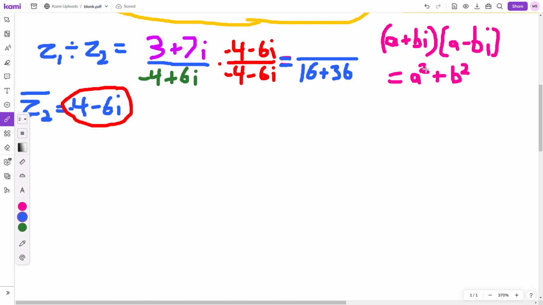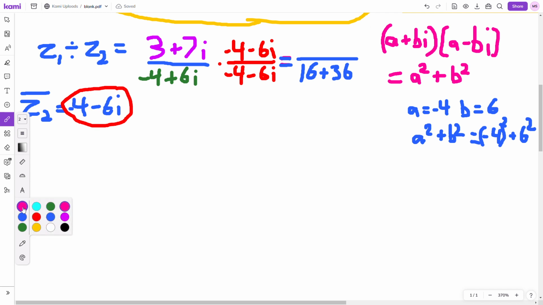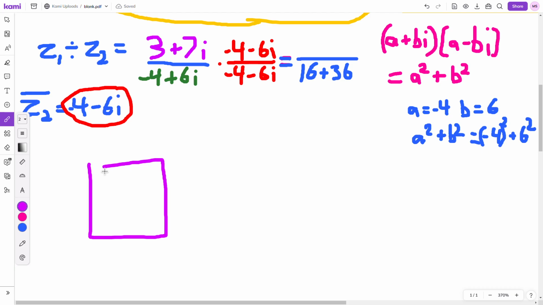It is 4 squared. Right, so if my a is -4 and my b is 6, then a squared plus b squared equals -4 squared plus 6 squared is what I'm trying to say. And that's why it's 16 plus 36 on the denominator. The numerator, well, that's lovely. I will do the area model for this.